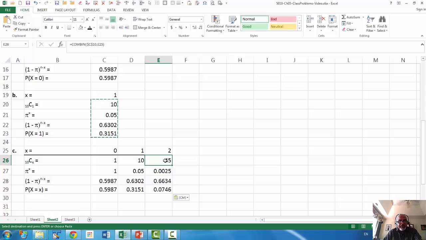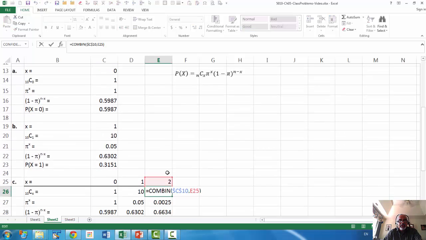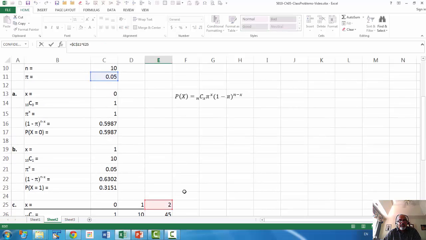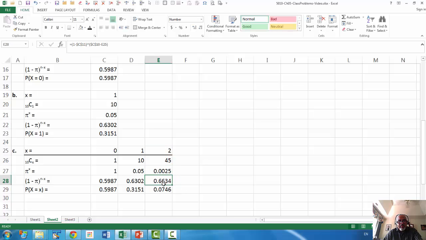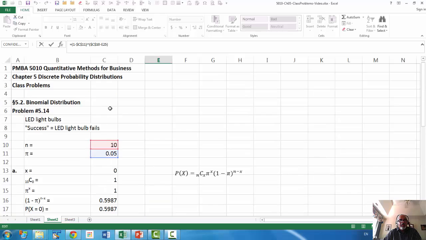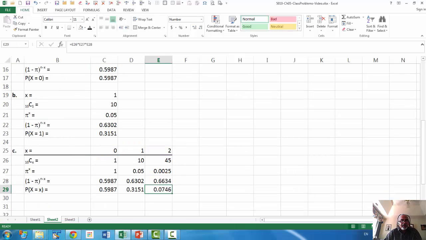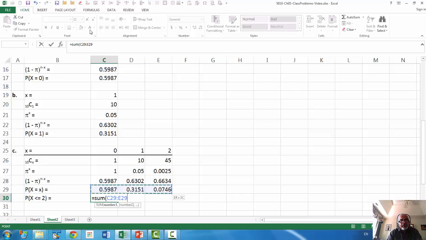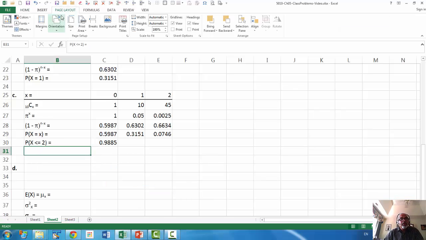So this is 10 combination 2, and then pi to the power of 2, and then we have 1 minus pi to the power of n minus x, and then the product. So now we have the probability of x equal to 2. The probability of x less than or equal to 2 is what we want. That will be the sum of these three probabilities: x equal to 0, x equal to 1, x equal to 2. Now we can also use the Excel binomial function here.